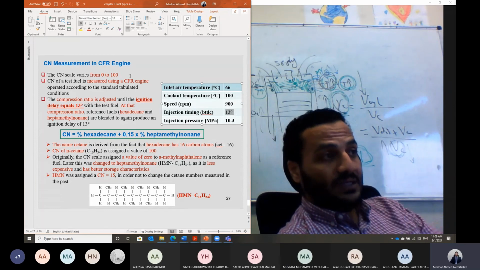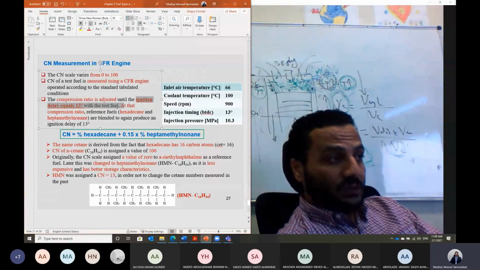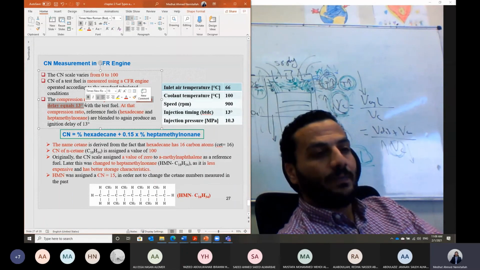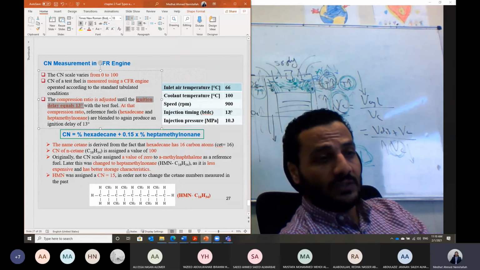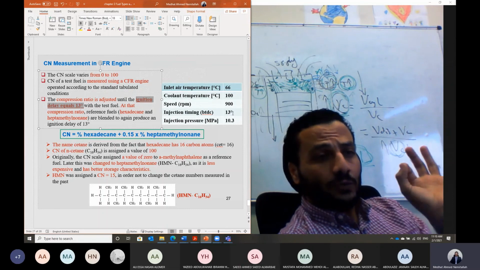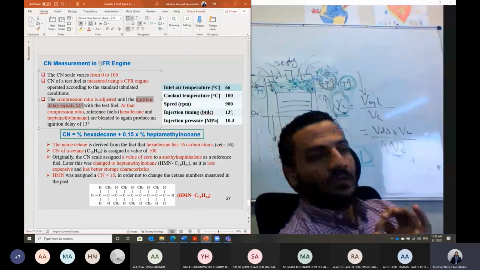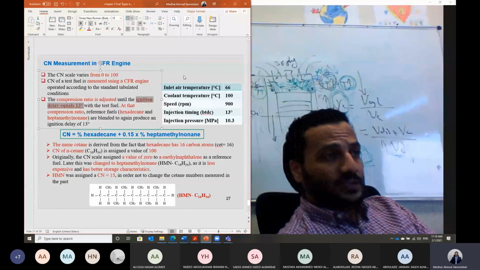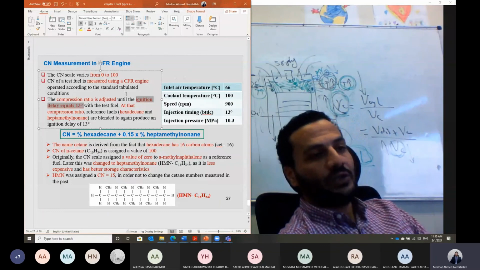So we will be running the engine using the test fuel until we have an ignition delay period of 13 degrees C. So we start to inject the fuel 13 degrees before the top dead center. That means if we have an ignition delay of 13 degrees, the fuel will start the combustion when the piston is at the top dead center. And we will be recording this compression ratio, at which we have an ignition delay of 13 degrees.